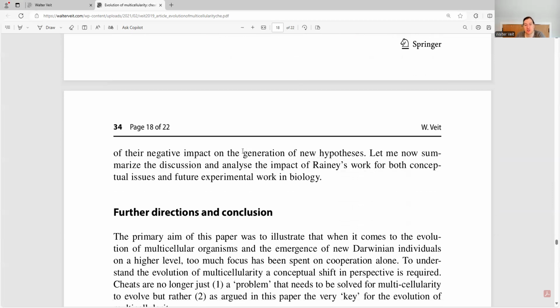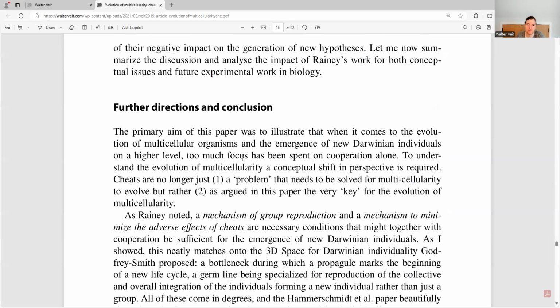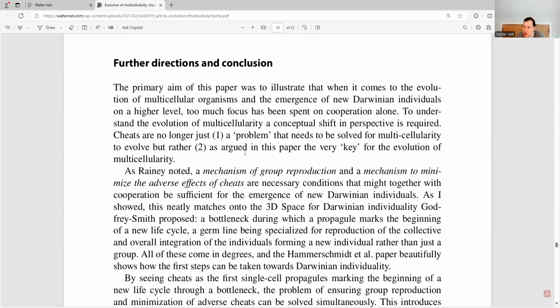Let me now summarize the discussion and analyze the impact of Rainey's work for both conceptual issues and future work in experimental biology. Further directions and conclusion. The primary aim of this paper was to illustrate that when it comes to the evolution of multicellular organisms and the emergence of new Darwinian individuals on a higher level, too much focus has been spent on cooperation alone. To understand the evolution of multicellularity, a conceptual shift in perspective is required.